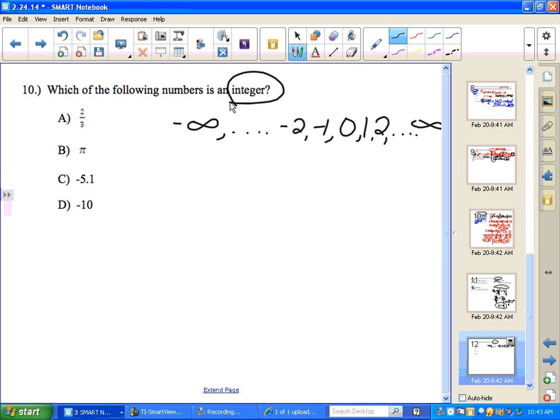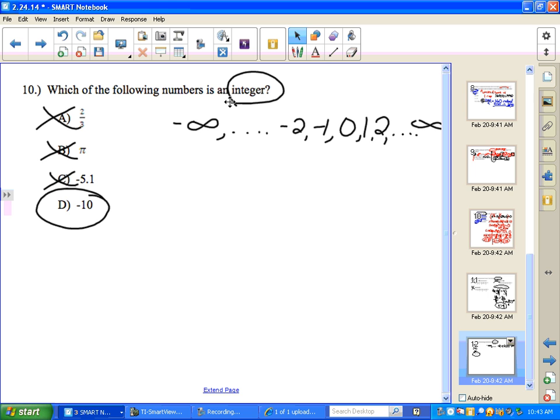If an integer is all nice numbers and no decimals, it cannot be A, because A is a fraction. It cannot be pi. Pi is irrational, just keeps going. And it cannot be C, because C is a decimal. D is the answer here, okay? Negative 10 is the number that's an integer. It's a nice number, it's negative, okay? It's not a decimal, it's not a fraction, and it does not have pi in it.